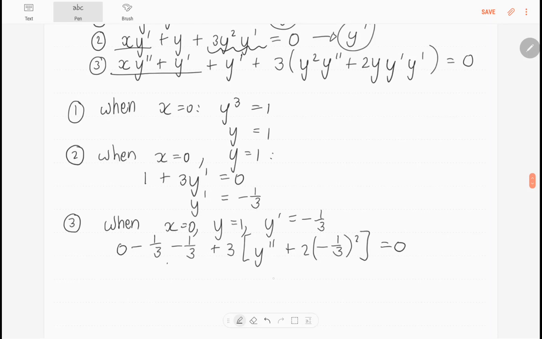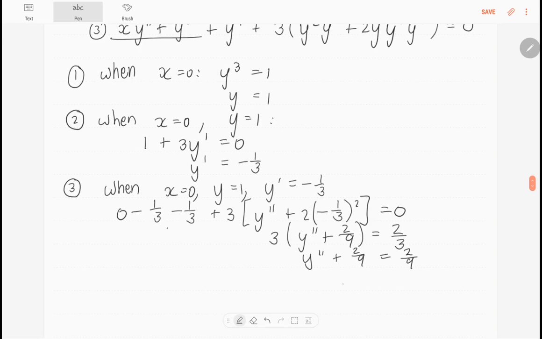So what I have here is I have 3 y double prime plus 2 over 9 equals 2 over 3. So y double prime plus 2 over 9 equals 2 over 9. So y double prime will be 0. And that's what we wanted to solve.